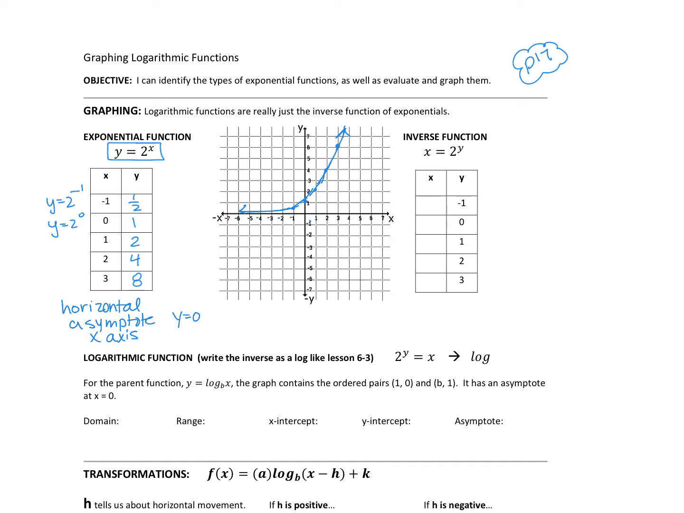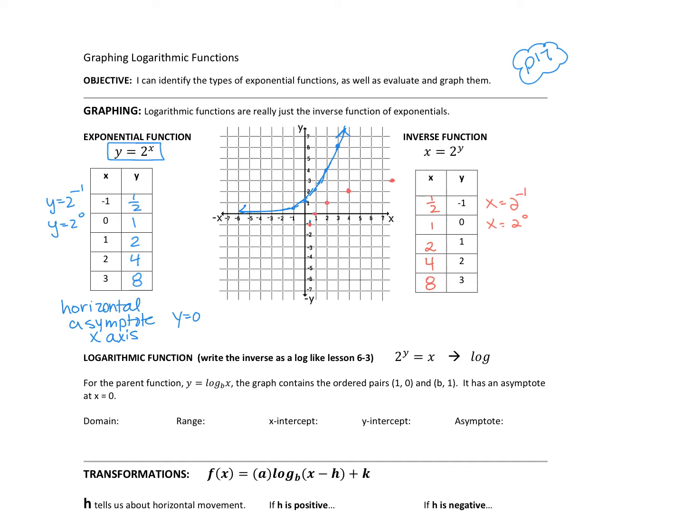So when I put a negative 1 in for y, I would get that x equals 2 to the negative 1. We know that that's 1/2. We substitute a 0, we get 2 to the 0, we know that's 1. 2 to the first would be 2, 2 squared would be 4, and 2 cubed would be 8. So take a moment and graph those xy coordinates on your graph.